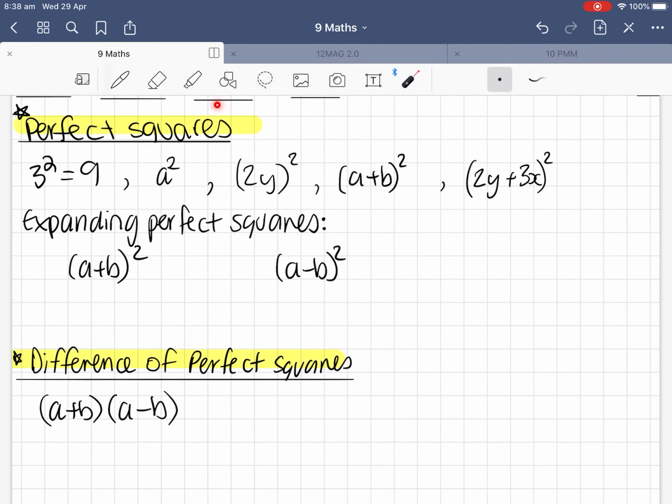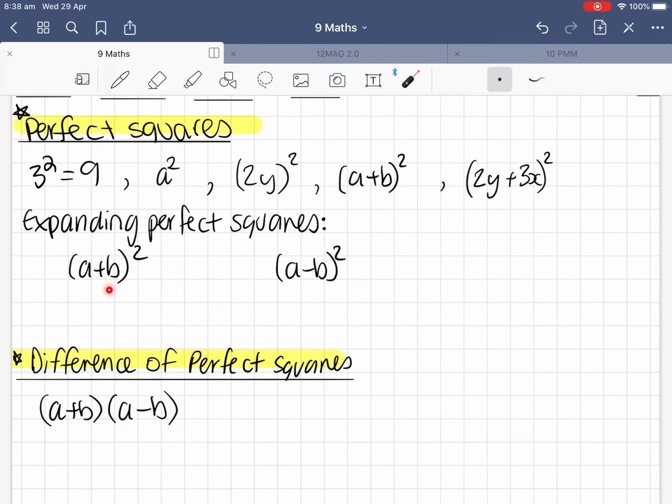So what is a perfect square? A perfect square is just a square number. So for example, 3 squared, which is 9, is a perfect square. A squared is a perfect square. 2y all squared, you see where I'm going with. If you have a binomial expression all squared, that's a perfect square as well. And here's another binomial expression all squared. So basically anything where the entire term or culmination of terms has a squared after it is what we consider a perfect square.